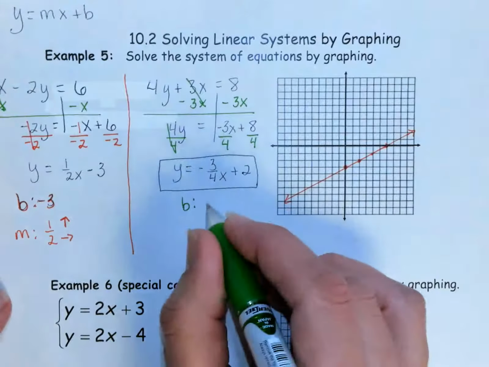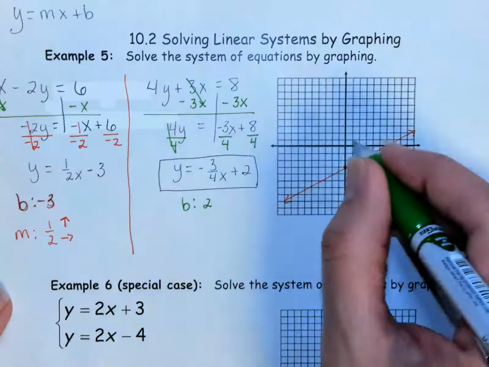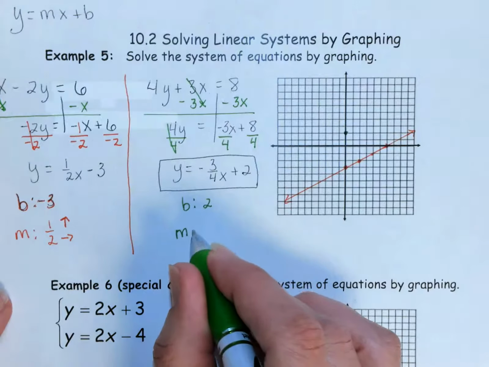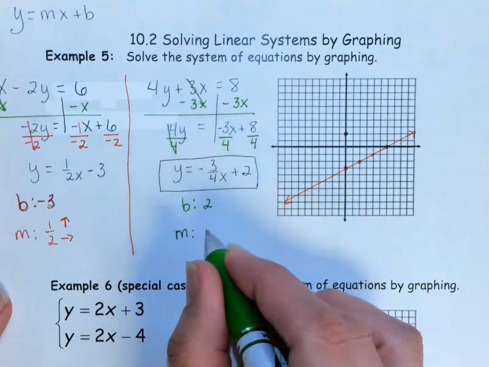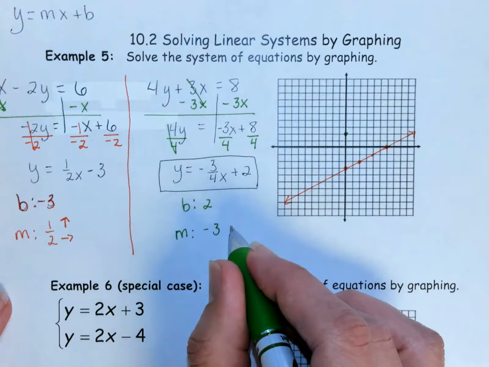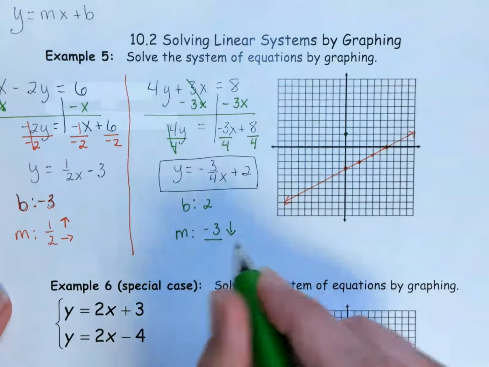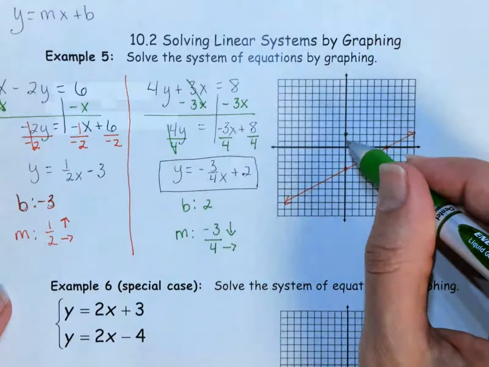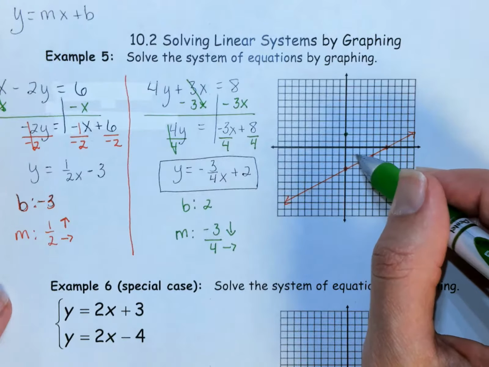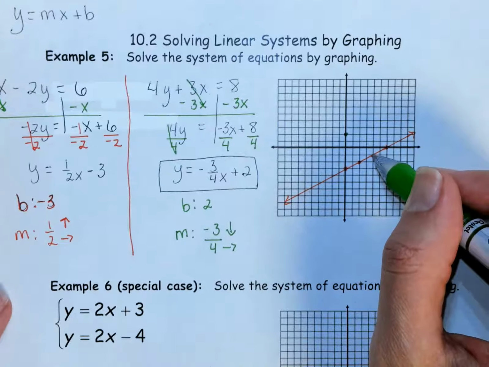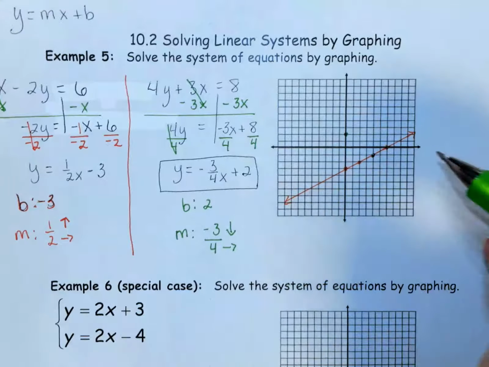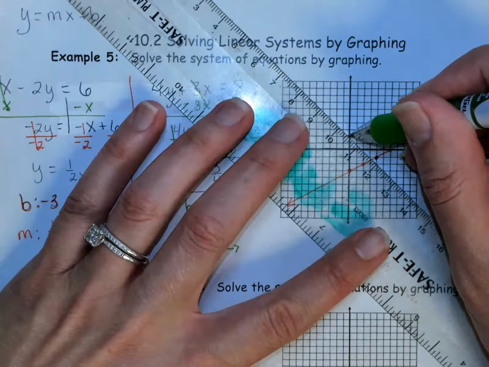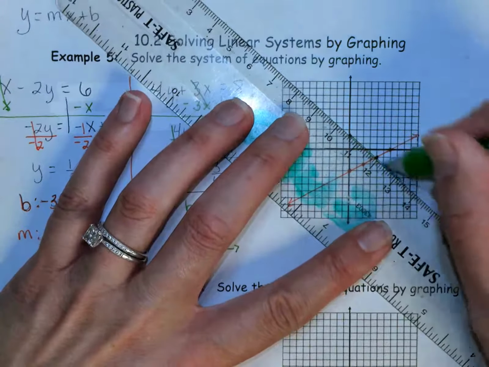Always start with b. b is 2, so we're going to go to 2. And then slope is, we always give the negative sign to the top because that will tell us to move down. And then 4, we run to the right. So from here, we're going to go down 1, 2, 3, and run 1, 2, 3, 4. And we actually touch the spot where they intersect. So we can connect those.